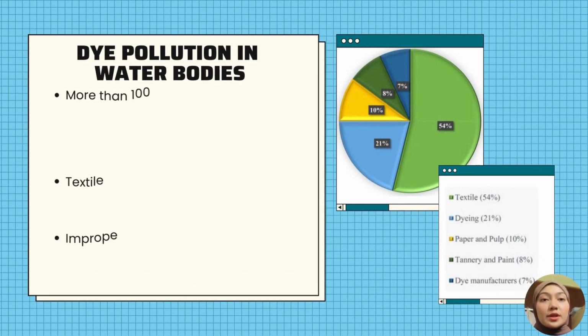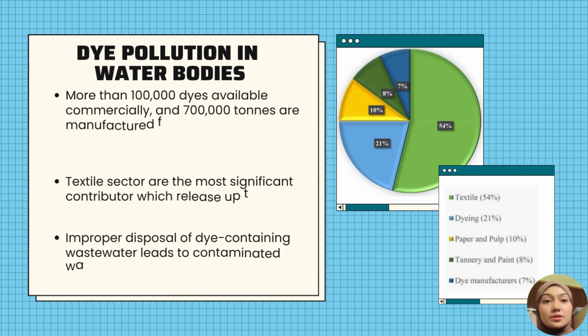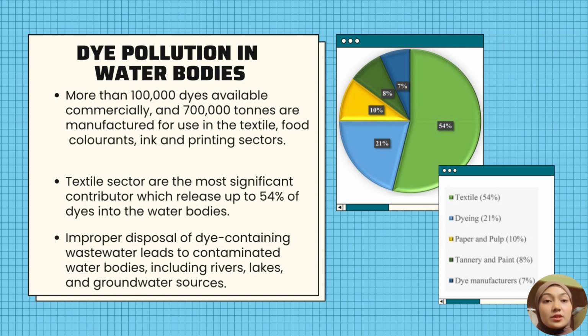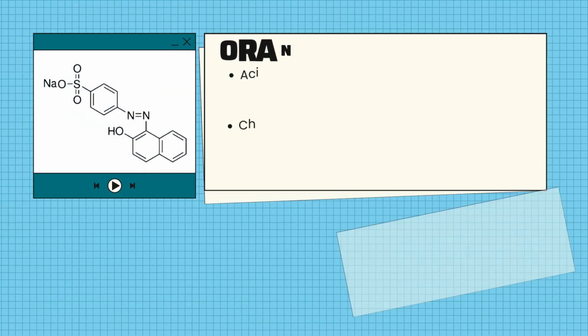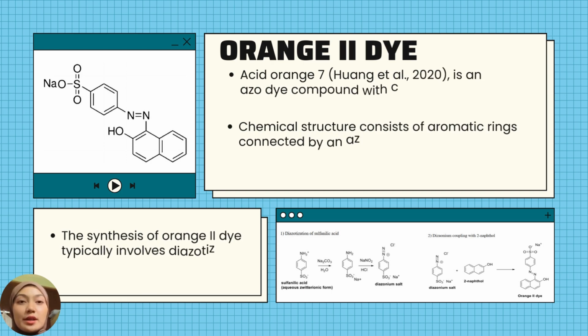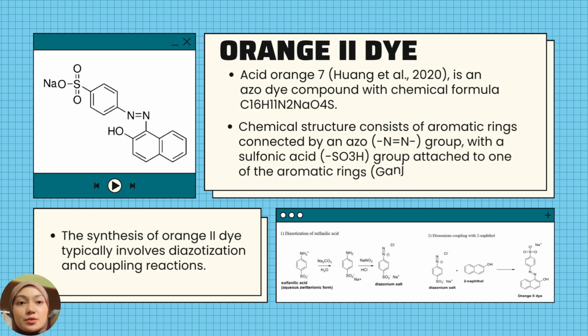More than 100,000 dyes are available commercially and 700,000 tons are manufactured, with the textile sector being the most significant contributor to releasing dyes into water bodies. Orange 2 dye, with chemical formula C16H11N2NaO4S, has a structure that consists of aromatic rings connected by a diazo group with a sulfonic acid group attached to one of the aromatic rings.